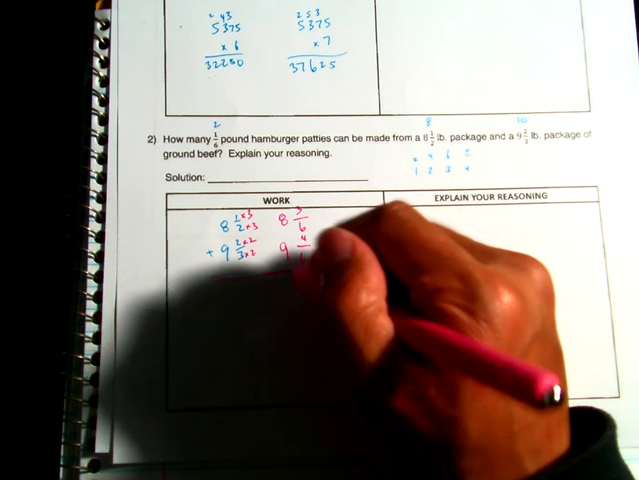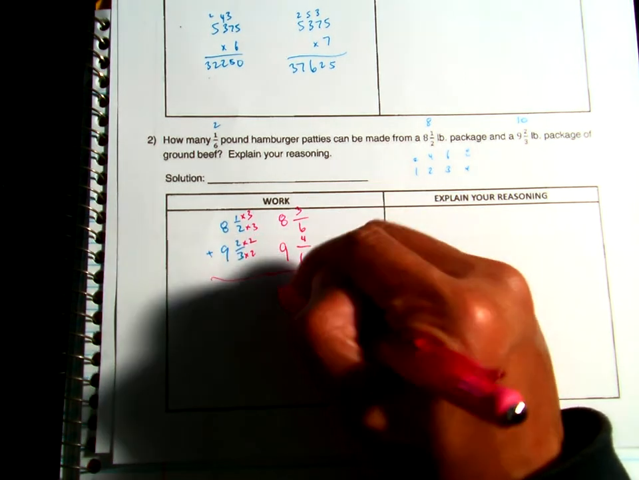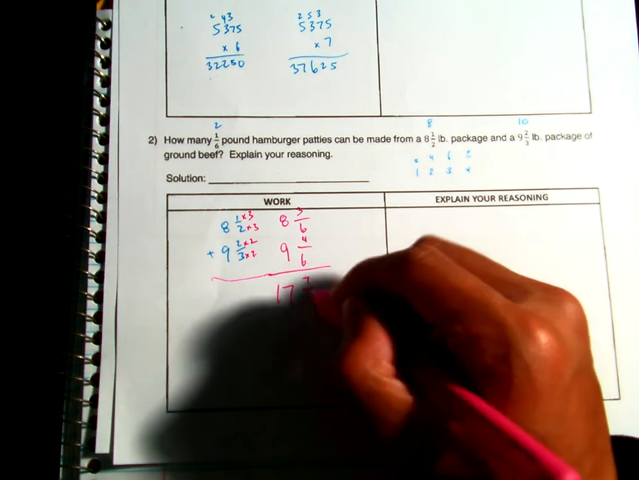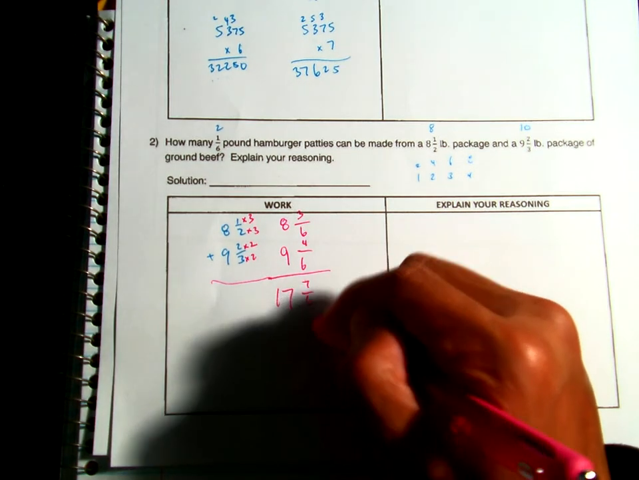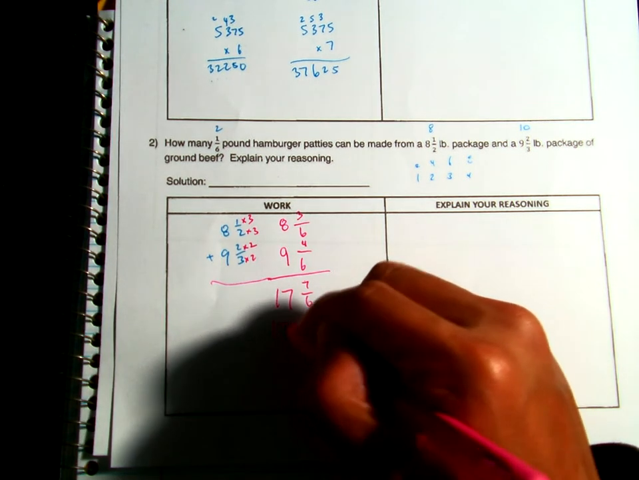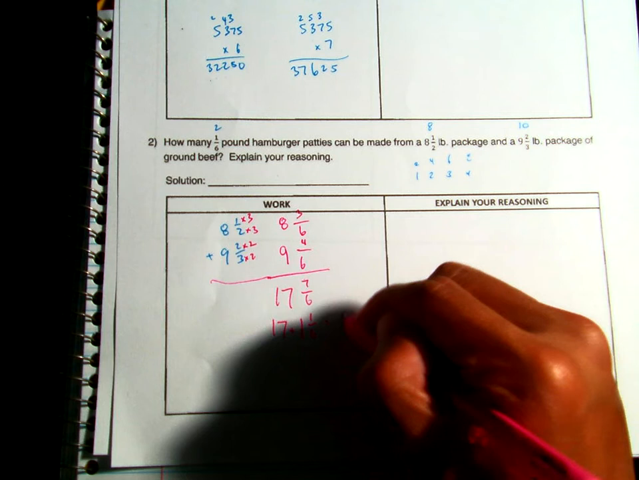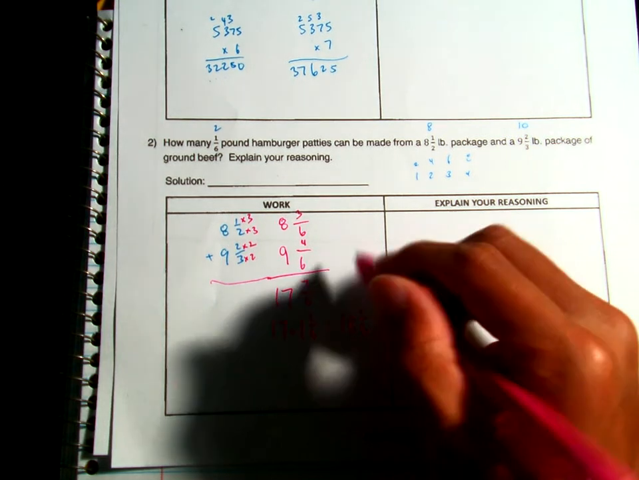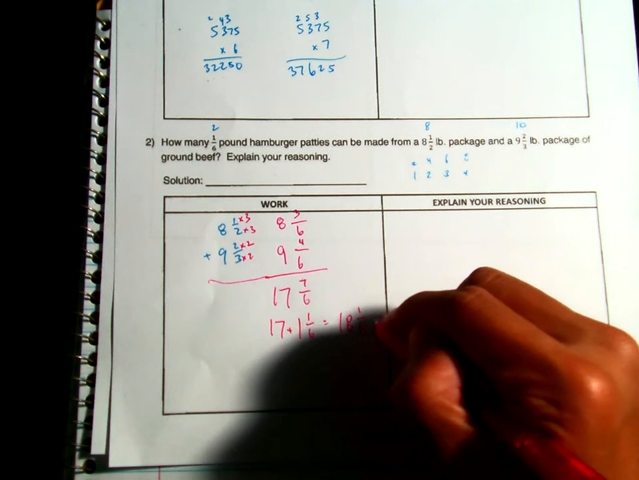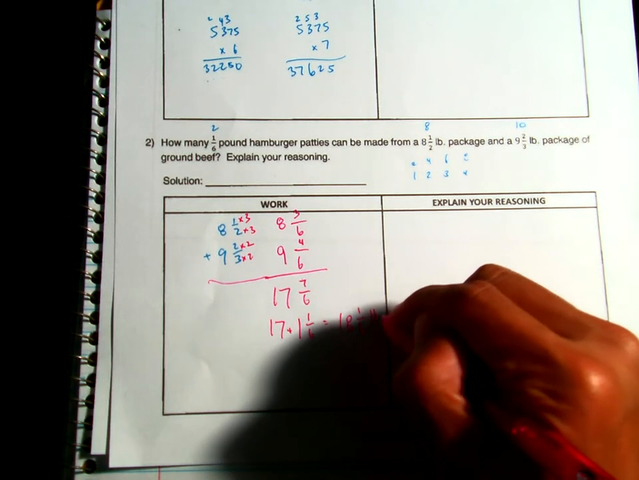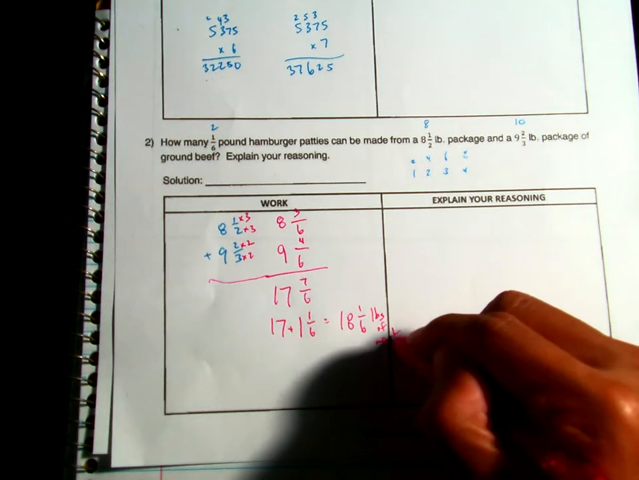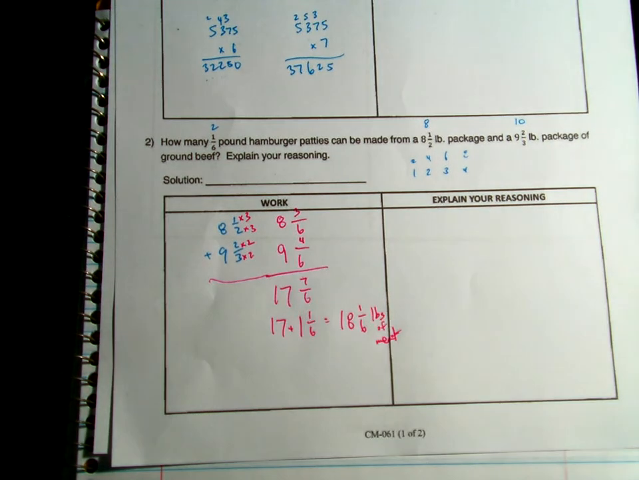8 plus 9 is 17, and 17 and 7/6, which is not correct because 7/6 is an improper fraction. 6 goes into 7 once, and you're left with 1/6, plus that 17, so that is a total of 18 and 1/6. Now, that is not the answer. This is just 18 and 1/6 pounds of meat. Alright, so we have 18 and 1/6 pounds of meat.